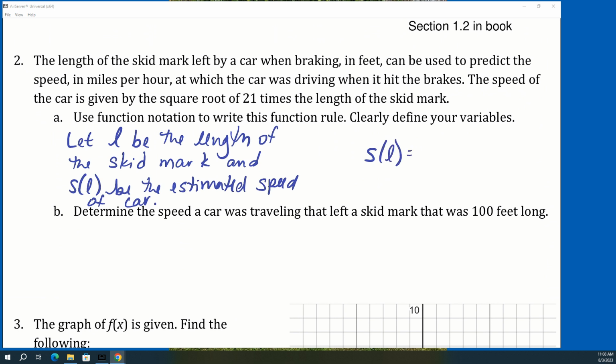Now we're going to use function notation, so I'm going to call it S of L equals. What do y'all think? How can we go from words to symbols?